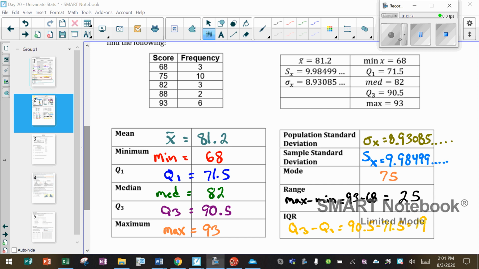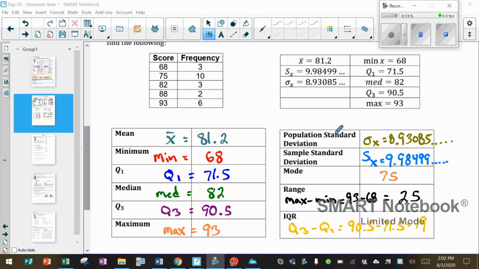And bam, here we go. Our mean, our average, is 81.2, given at the top of the table where the calculator values were shown. Our minimum is the min, 68. Q1 is the Q1, 71.5. The median is the median, 82. Q3 is the Q3, 90.5. Maximum is the max, 93.